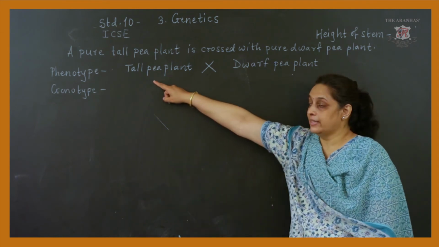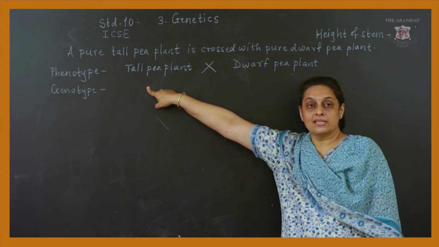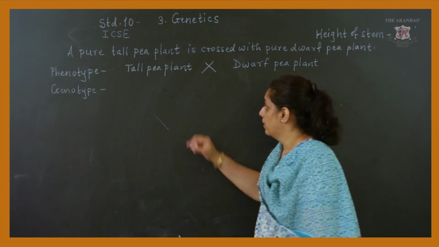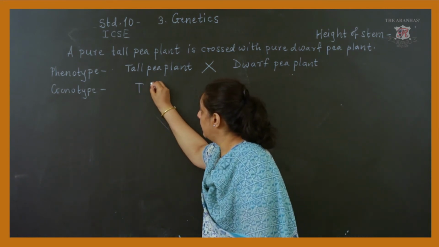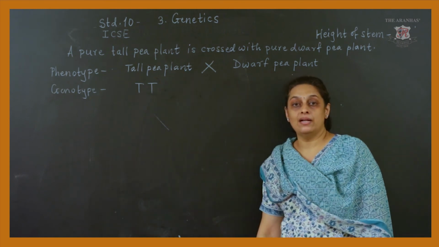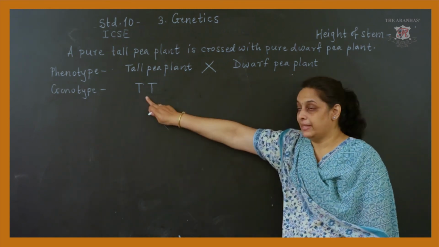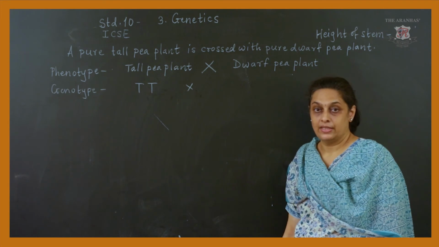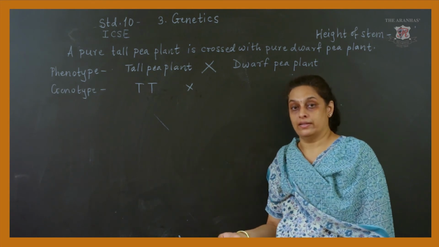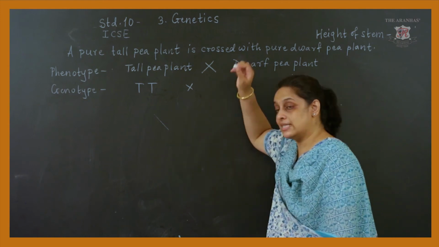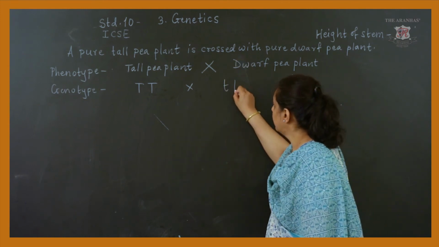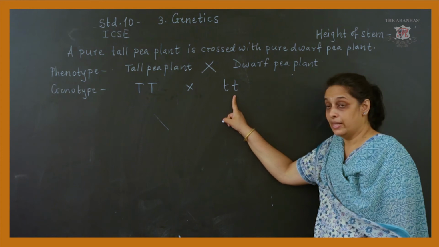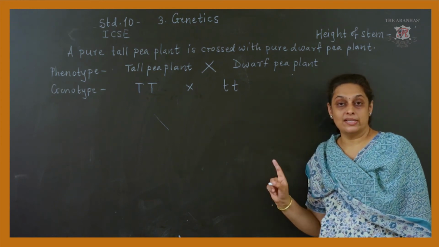T governing or T helping us understand whether plant is tall or short. Okay, now for tall, Mendel has used capital form of the letter, so capital T, and for dwarf, instead of using a new letter, he has used the same letter but lowercase form, so small t. Okay, remember. Now here this is a very important step, students.